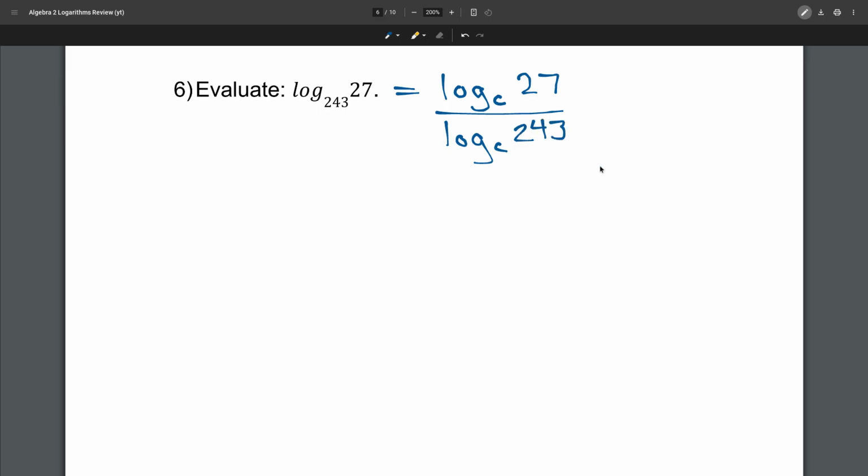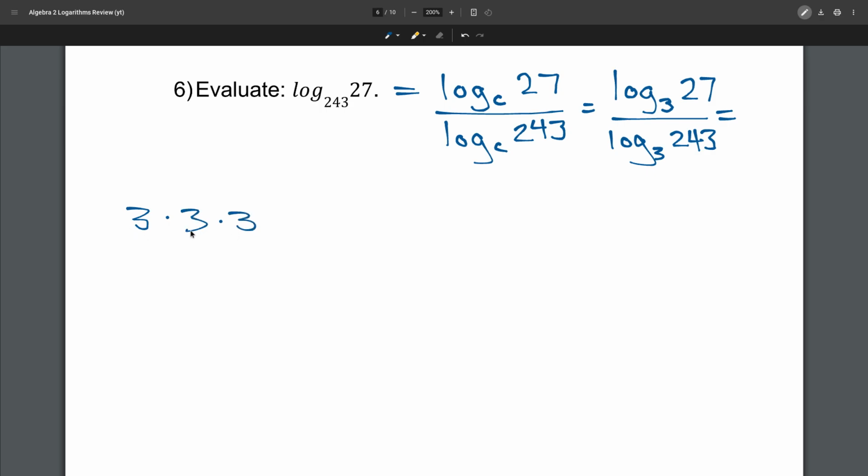So what do we want to pick for c? We want to pick a number that we can multiply by itself enough times to get both 27 and 243. The number that works here is 3. So if I do log base 3 of 27 over log base 3 of 243, well, log base 3 of 27, we want to know how many 3's we multiply together to get 27. If we do 3 times 3 times 3, that's 1, 2, 3. So the top is 3 here.